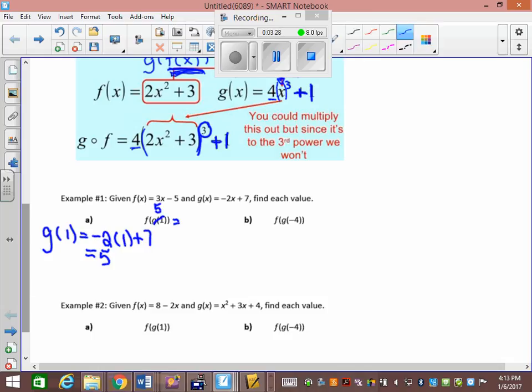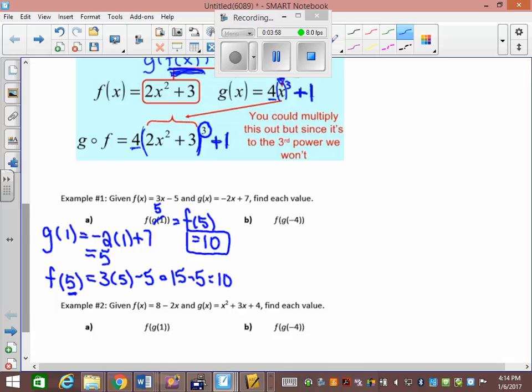So now I'm going to find f of 5. f of 5 equals 3 times 5 minus 5, because wherever there's an x, I'm going to replace it with the 5. That's what you do when there's brackets in function notation. So I'm going to go 15 minus 5. My answer is 10. So f of 5 is 10. So f of g of 1 actually equals 10. You're just going to do it in 2 steps. You're going to find g of 1 first, put the 5 in its place, because that's what g of 1 is, and then find f of 5, which is 10.